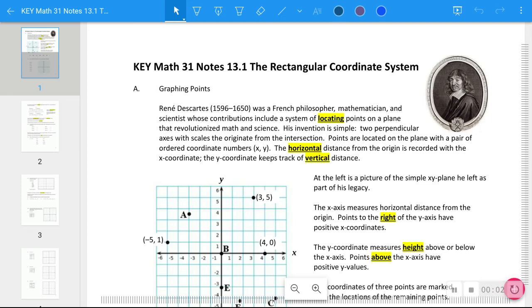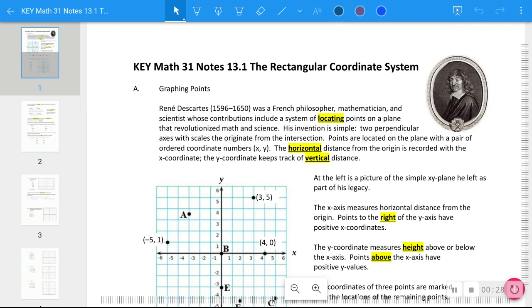Okay, we're in section 13.1, and in this section my goal is to teach you how to use the rectangular coordinate system, a gift to us from a Frenchman named René Descartes. His little invention revolutionized science and, by extension, our daily lives. René Descartes lived from about 1596 to 1650.